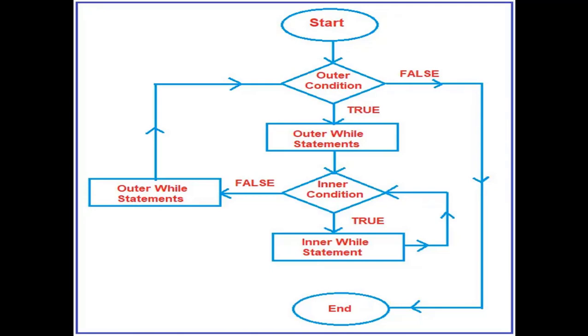Suppose the inner while loop condition is true, then inner while loop statements are executed. After executing the inner while loop statements, again it will check the inner while loop condition, and this inner loop execution process will repeat as long as the inner while loop condition is true. If the inner while loop condition is false, then the remaining outer loop statements are executed. Once the outer loop statements are executed, then again it will come and check the outer while condition, and this is the flow of nested while loop.